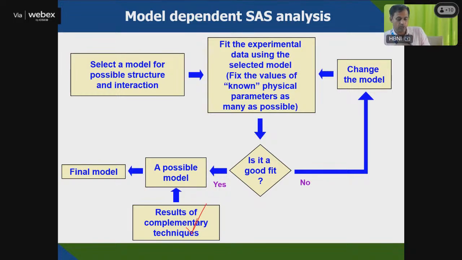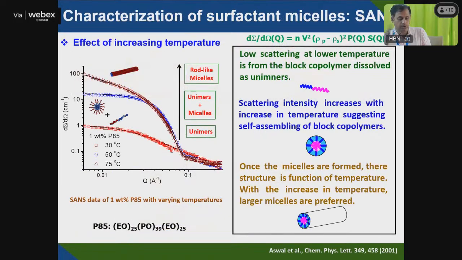As I told you, the whole small angle X-ray or neutron scattering data is based on interpretation, and it's based on model fitting. So you always have to complement the data with other techniques. For one example I have shown here, this is a block copolymer, P85, that is ethylene oxide, propylene oxide, and again ethylene oxide. So 25, 39, and 25 units of EO.